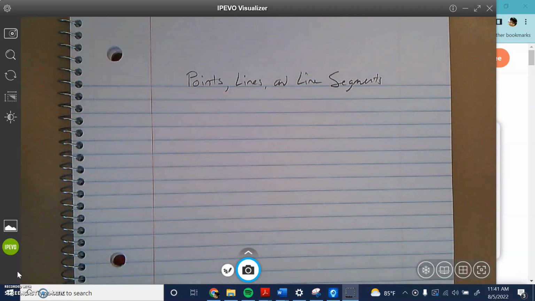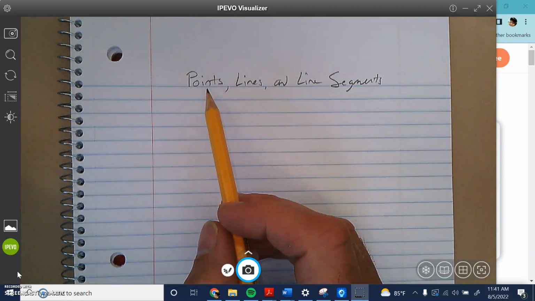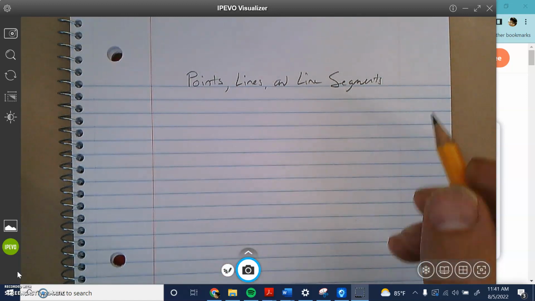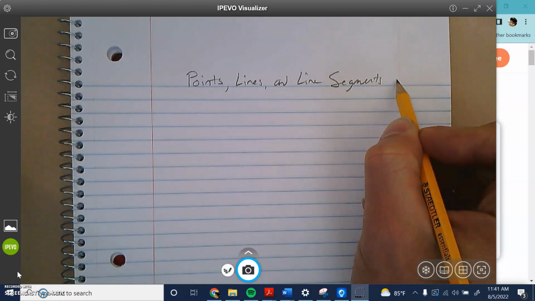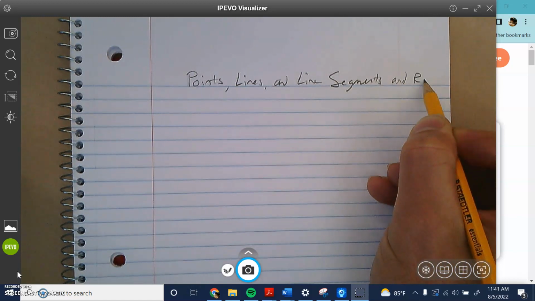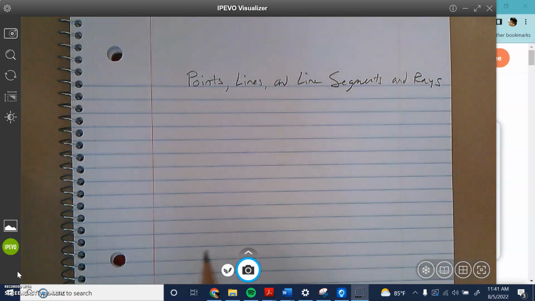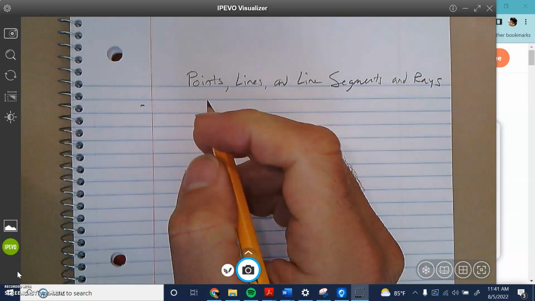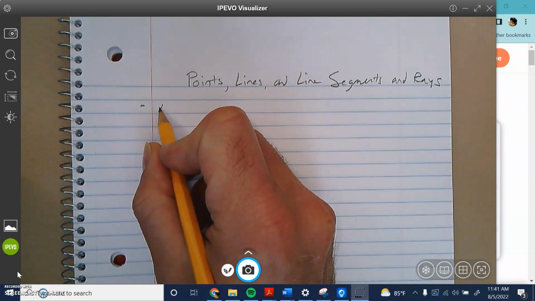So we have to learn a couple vocab words. Geometry is filled with vocab. So, points, lines, planes, like segments. You can put rays in there too. These are important definitions and terms and pictures and identifications we have to do. So the first thing is let's take some notes about what things are.